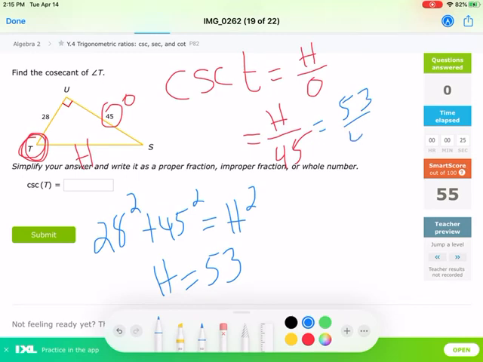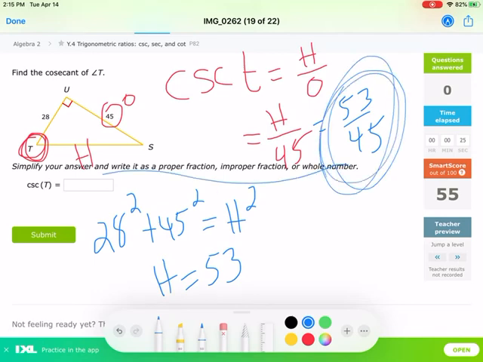53 over 45. And can that be reduced? Can I divide it by anything? No, I cannot divide that by anything. Okay. Lovely. So that would be your answer there. 53 over 45. Put it in that little box. Hit submit. Walk away happy.